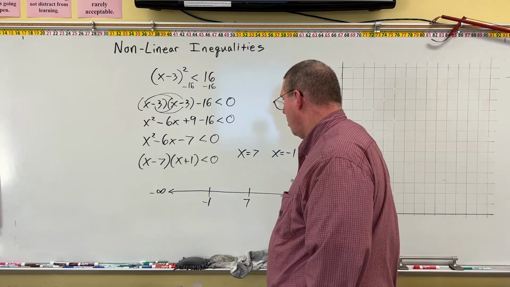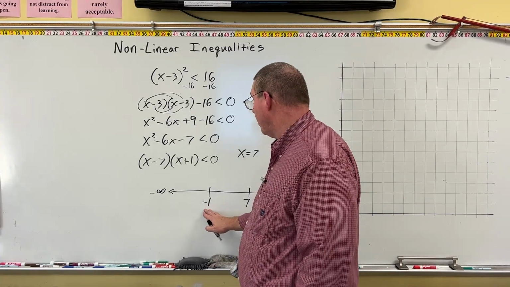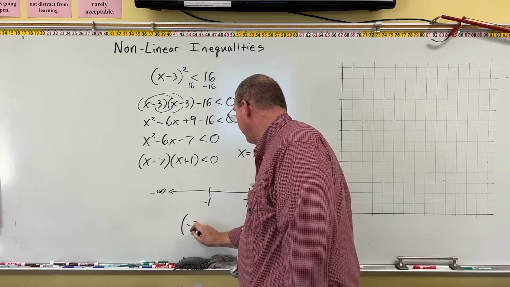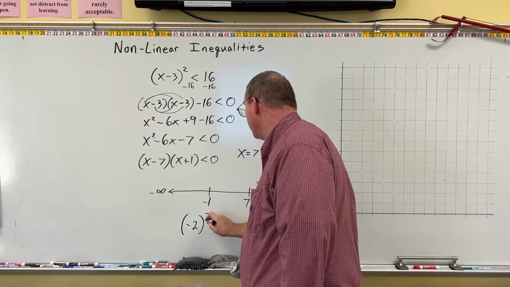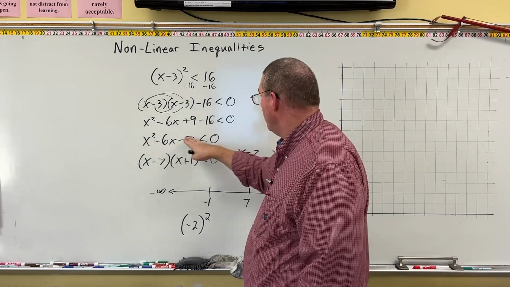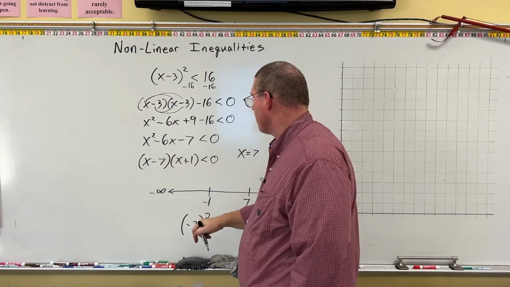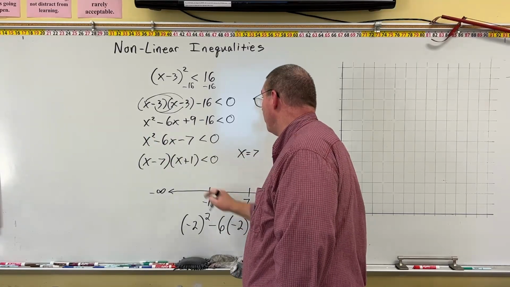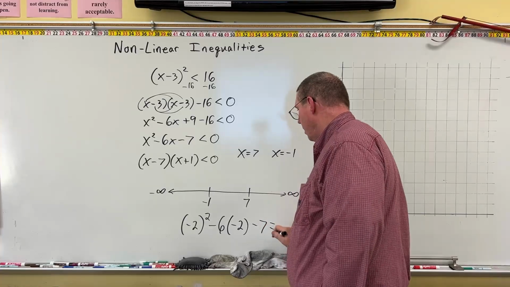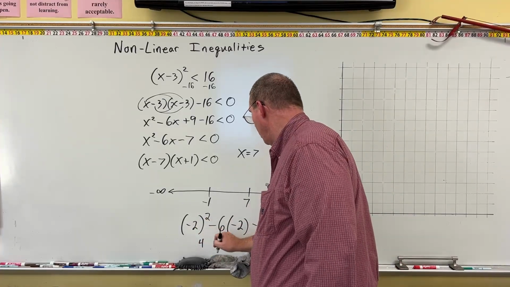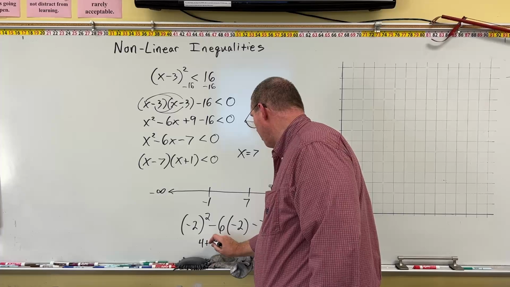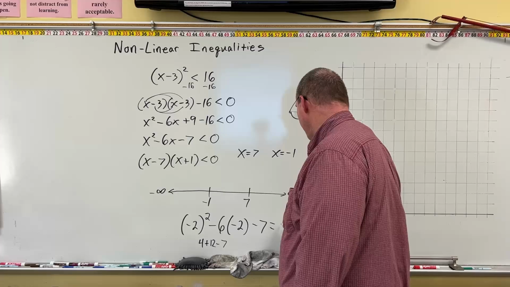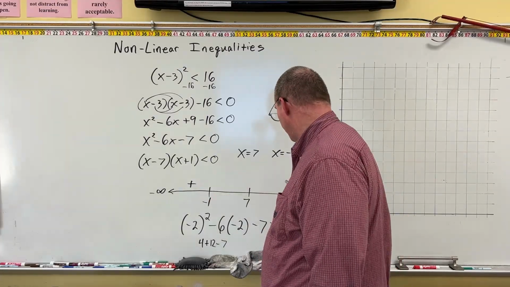And so let's plug in something smaller than negative 1, like negative 2. We could go back to the original. I'm sorry, not this one. We can go to this thing. We don't have to use the factors if we don't want to. So we can do negative 2 squared minus 6 times x, which is negative 2, and then minus 7. Negative 2 squared is 4. Minus 6 times minus 2 is plus 12, minus 7. 4 plus 12 is 16. Minus 7 is 9. That's a positive number, so we'll put a plus here.